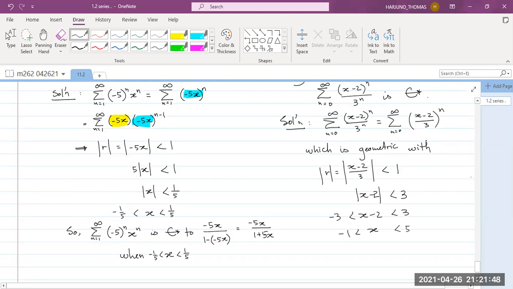With r equals to, I'm too fast, r equals to x minus 2 over 3. Convergent if we have that, right? Now, what is the first term, by the way? The zero term in this case. The zero term is when n equals to 0, right? That's 1. Okay, except when x equals to 2.